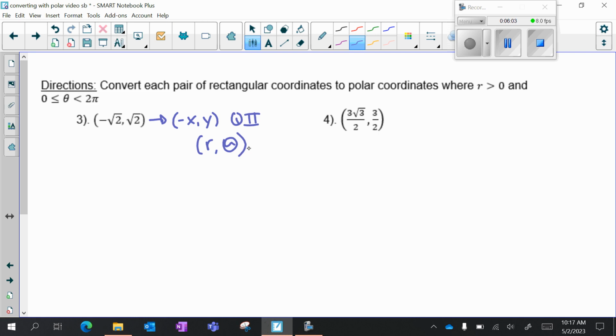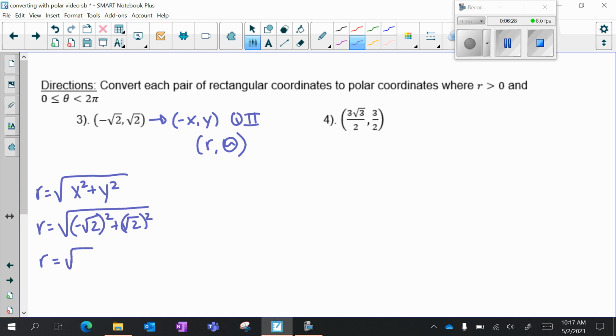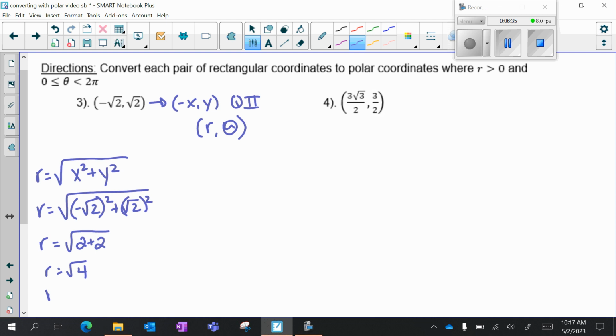So r is equal to the square root of x squared plus y squared. So in this case, r is equal to the square root of (-√2) squared plus (√2) squared. Remember that a square root and a radical cancel each other out. And also remember that anytime you are squaring a negative, it becomes positive. So this is 2 plus 2, which gives us the square root of 4, which of course gives us 2.